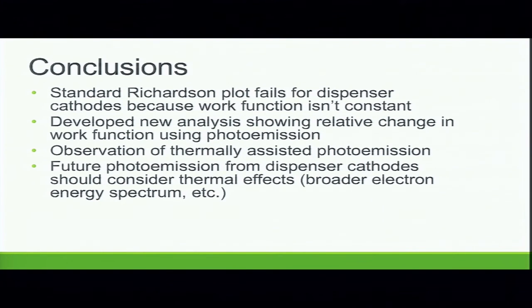And in the future, that possible thermally assisted photoemission could give us some insight into how the electrons will behave at that energy level. So we might get a broader electron energy spectrum than you'd normally expect.